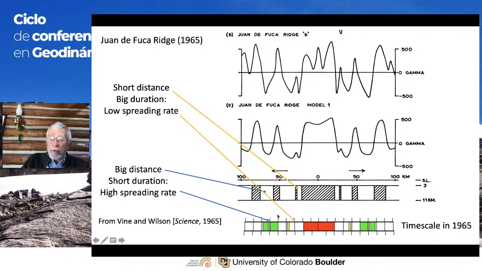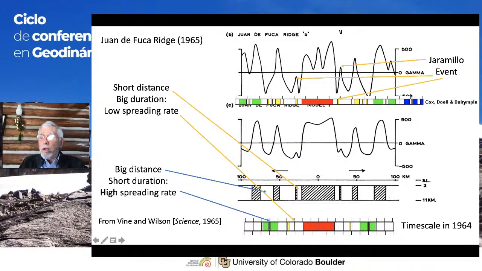So for this section in here, they have a short distance but a big duration, so they get a low spreading rate. Out here, they have a big distance but a short duration, and so they get a high spreading rate. This is 1965. If you then come to a more modern time scale, the Jaramillo event is here. You correlate it with that and with that. This, the Olduvai or Gilsa event, you correlate with this one. Everything makes much more sense.